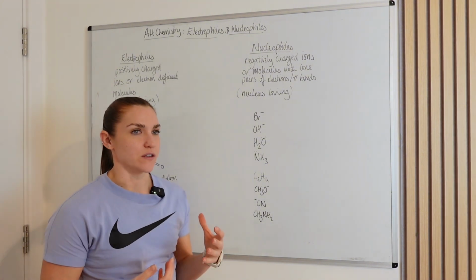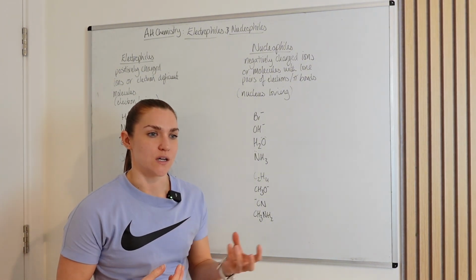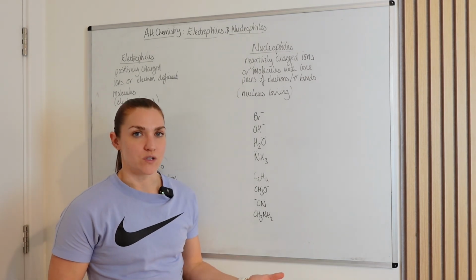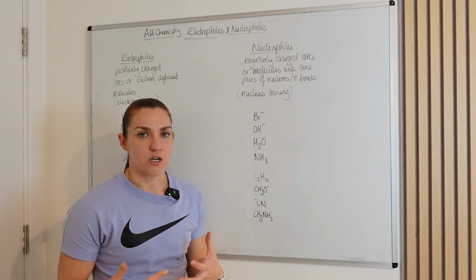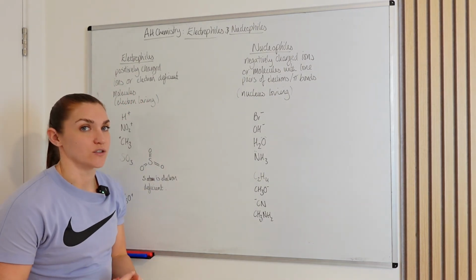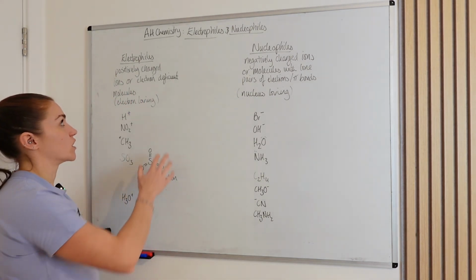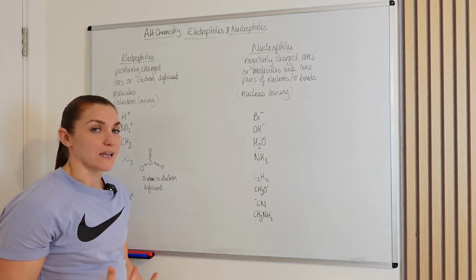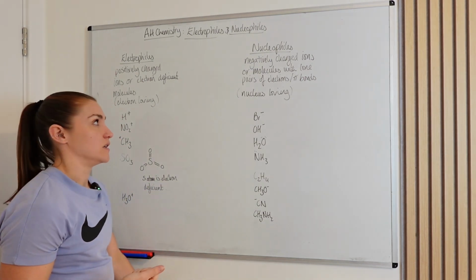So electrophiles means that it's electron loving, so it loves negative charge, and we know from even doing National 5 chemistry that opposite charges attract. So if you have something that is attracted to negative charge or loves negative charge, then that thing itself is most likely going to be positive or lacking in negative electron density.